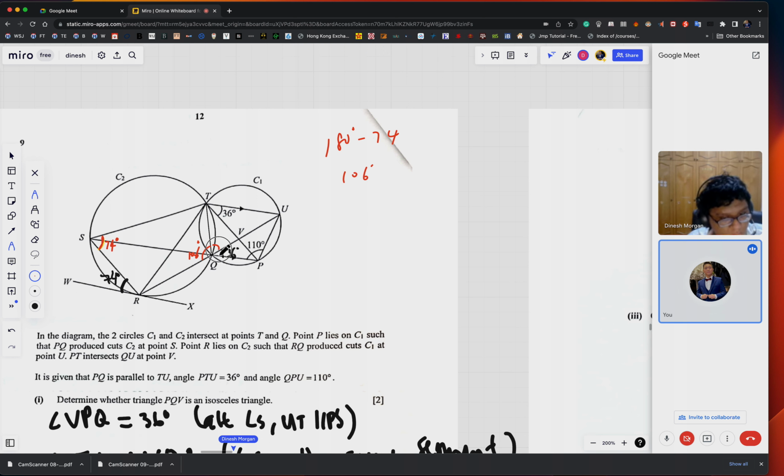Then this is what? I think, okay, this is 74. BTQ is already found. BTQ is 34. Oh, then you can get this already. Can you? Not yet, not yet. Not sure. Not yet.